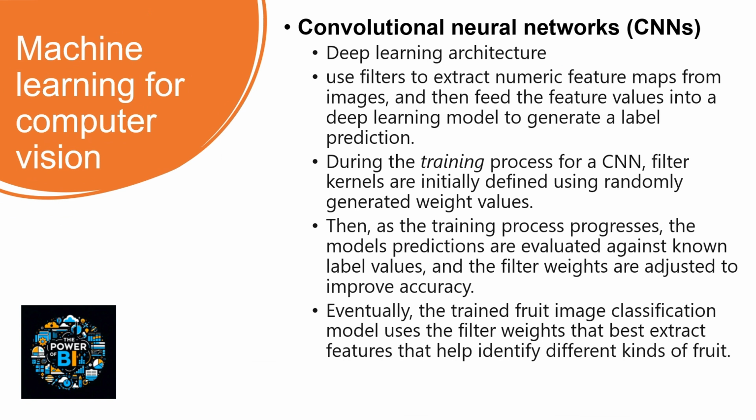Eventually, the trained image classification model uses the filter weights that best extract the features to help identify different kinds of fruits. For example, in an image classification scenario, the label represents the main subject of the image, meaning what this image is of. You might train the model with images of different kinds of fruits such as apple, banana, and orange, so that it can predict the type of fruit when given an image.